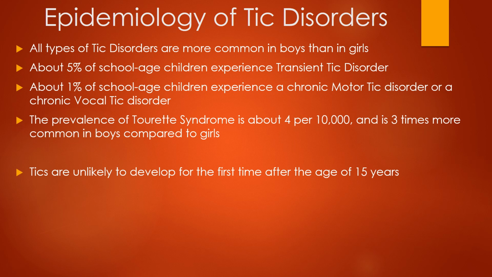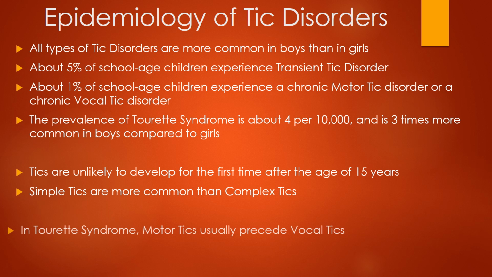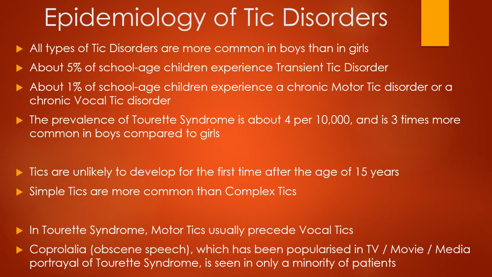Tics are unlikely to develop for the first time after the age of 15 years. Simple tics are more common than complex tics. In Tourette syndrome, motor tics usually precede vocal tics. Coprolalia or obscene speech, which has been popularized in TV, movie, and media portrayal of Tourette syndrome, is seen in only a minority of patients.